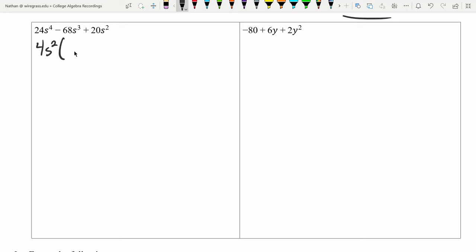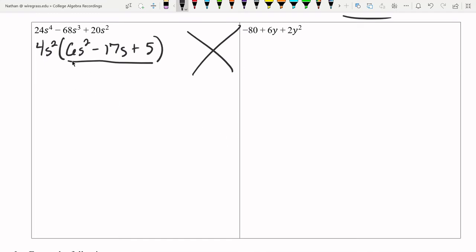That's going to leave me with 6s squared minus 17s plus 5. This thing in parentheses is a trinomial, and so I know I can do the AC method on this, or at least I can try it. And this is how the AC method goes. I'm going to create this little cross diagram here. And the AC method is called that way because we're going to look at it like this: ax squared plus bx plus c.